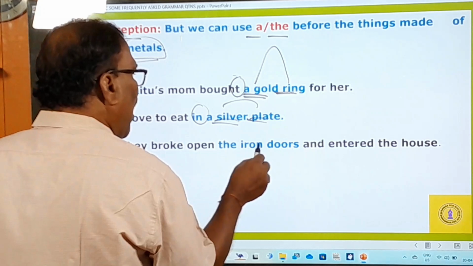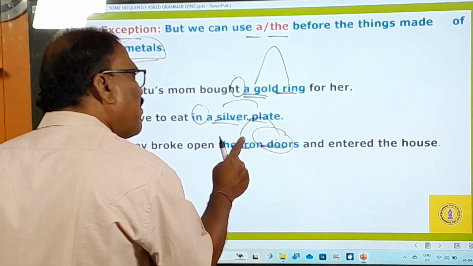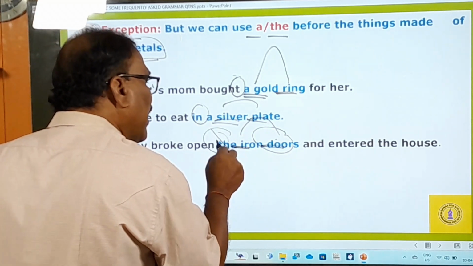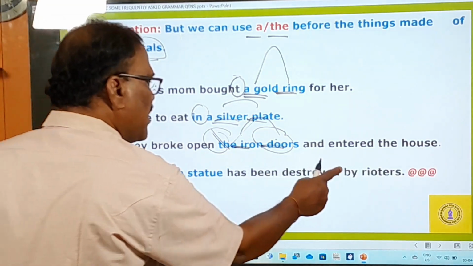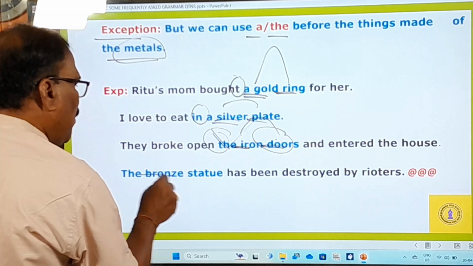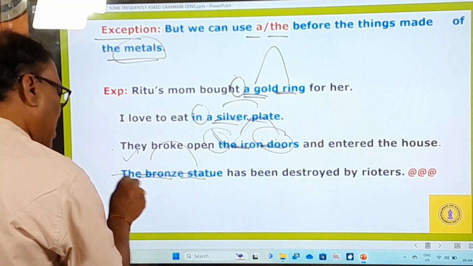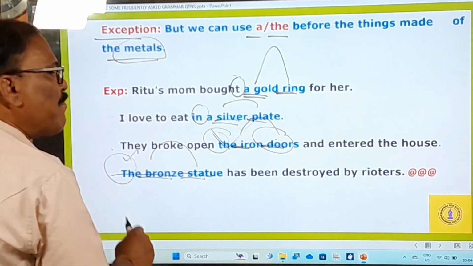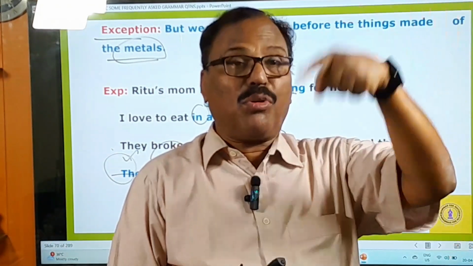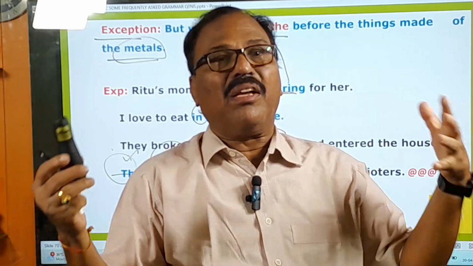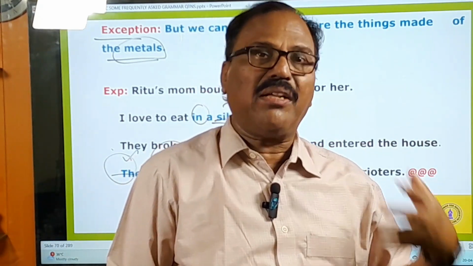And they broke open the iron doors. Here you are not talking about iron, but about the doors that are made of iron. Therefore, the iron doors, and enter the house. The bronze statue has been destroyed by rioters. So here you are not talking about bronze, but about the statue made of bronze. So that's why you are using the definite article. So in this way, before the names of metals, we should not use any article, but before the names of things made of those metals, we can use the definite article or the indefinite article, a or an, according to the need or context, right?